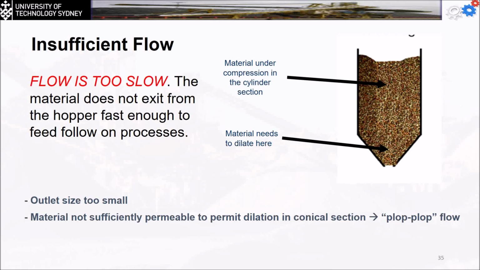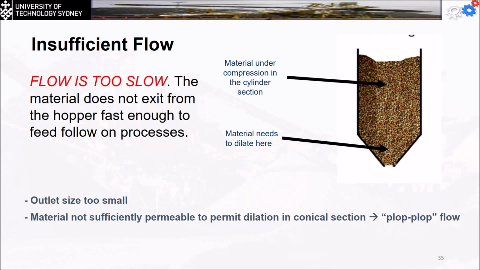That's a problem because either the outlet is too small, and that's something you have to design. What we're going to learn today is to design the minimum outlet diameter. That means you have to go larger than this one. If you are less than the minimum, you're always going to have insufficient flow. And the other reason is that the material is not sufficiently permeable to permit dilation in the conical sections, and we're going to have slow flow. That means it's going to be a small amount each time.